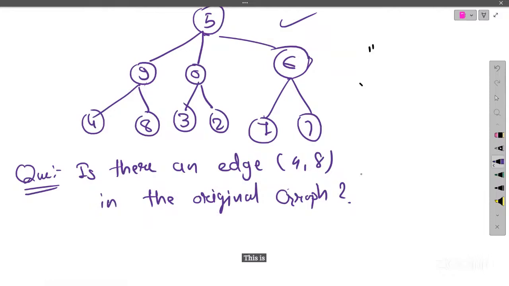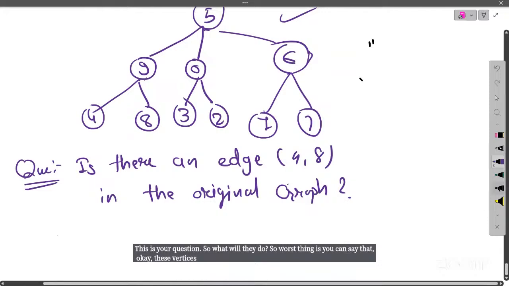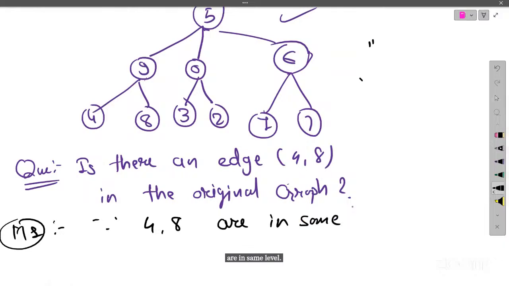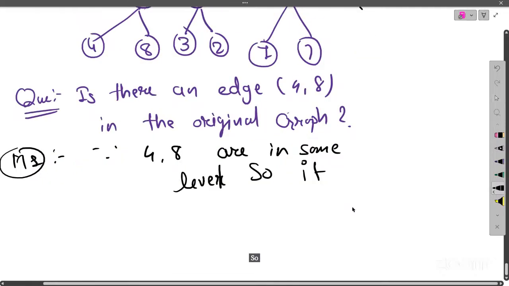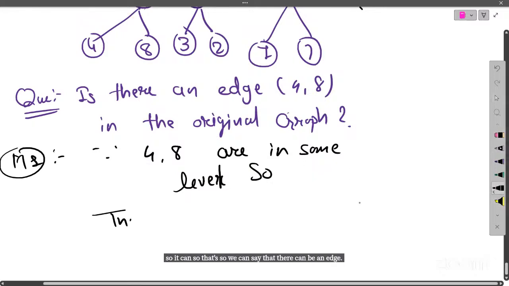So what will you do? First, you can say that these vertices are of the same level. So one explanation, method number 1, is that since 4 and 8 are in the same level, we can say that there can be an edge.